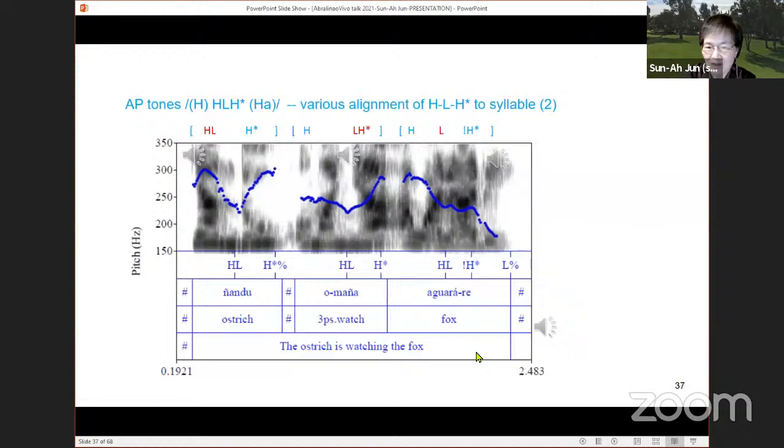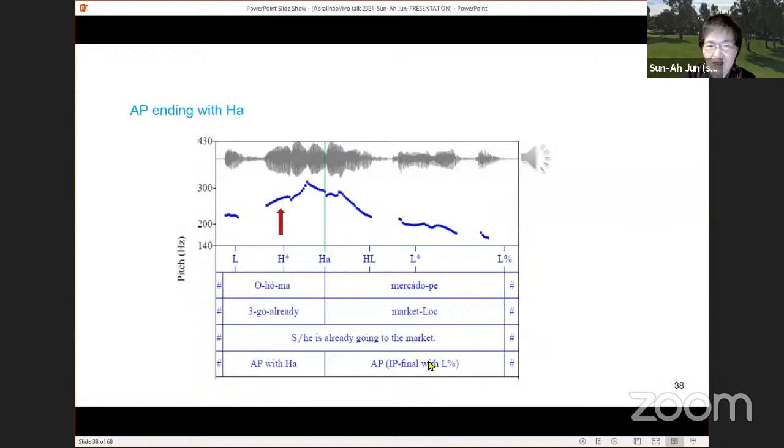Now, this example shows that the AP final high tone is higher than the stress syllable. So it shows that this is higher than the stress syllable pitch accent. High star, but it's higher. In ohoma, the stress syllable is on ho, and ma is the suffix that has no stress. Okay, play.